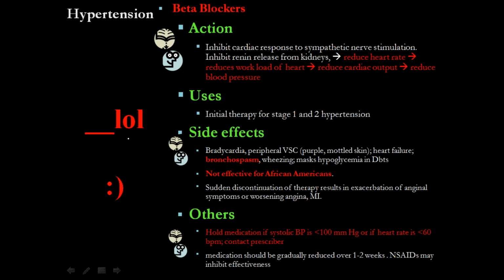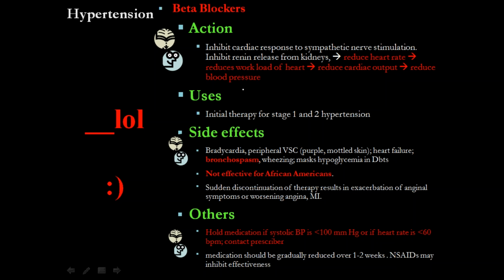The suffix is -olol. Propranolol, as we mentioned, is not selective and can produce bronchospasms, and atenolol is selective. So that is not going to happen with atenolol because it is going to specifically be a beta 1 blocker. So it's not going to block beta 2. All right, so here we have beta blockers.